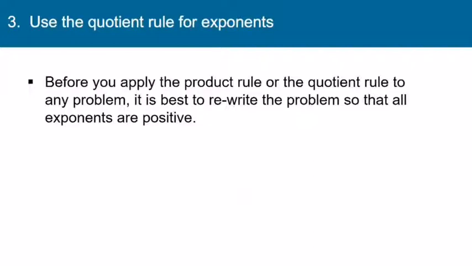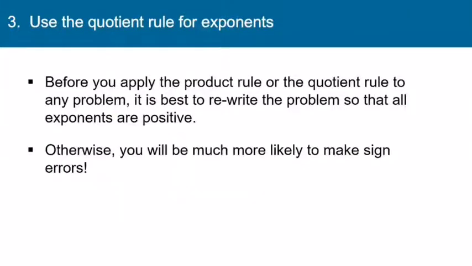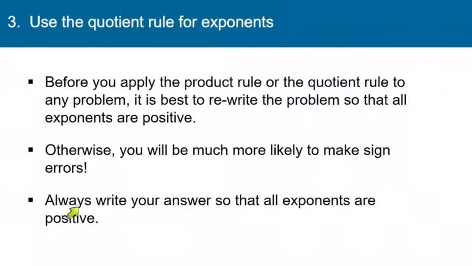Now, sometimes you're going to run across problems that have negative exponents in them, and I always think it's best that before you apply the product rule or the quotient rule to any problem, rewrite that problem so that all the exponents are positive, because otherwise it's just too easy to make a sign error in your work. And then remember, at the end, always write your answer so that all exponents are positive. So you can't have negative exponents in your answer anyway. You may as well start off the problem by making all the exponents positive, and then that just makes everything flow so much more easily.